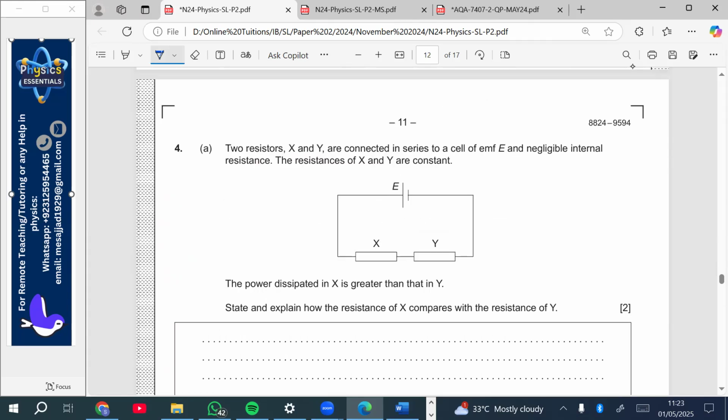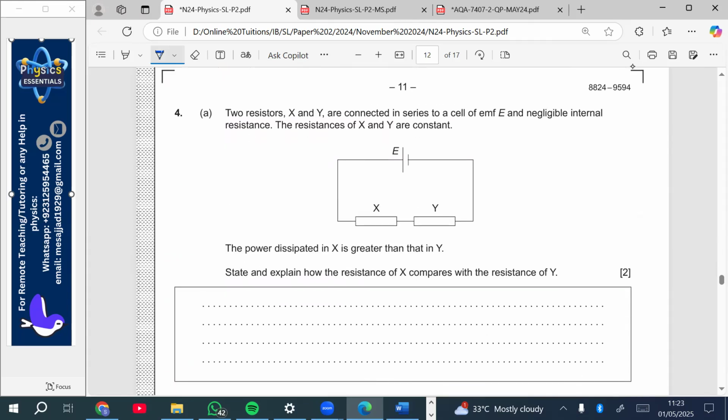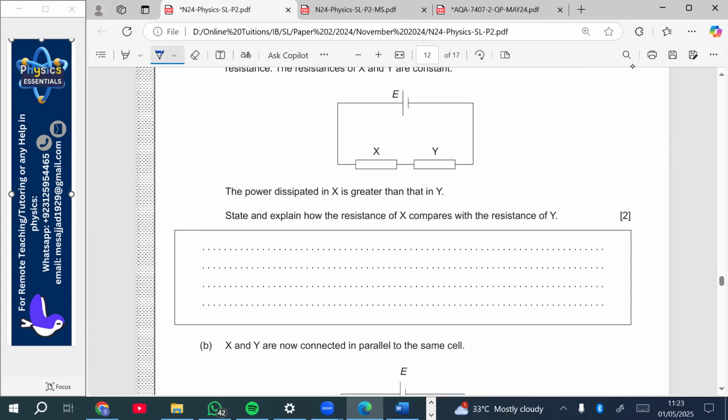Okay, so question number 4. Two resistors X and Y are connected in series to a cell of EMF E and negligible internal resistance. The resistances of X and Y are constant. The power dissipated in X is greater than that in Y. State and explain how the resistance of X compares with the resistance of Y.